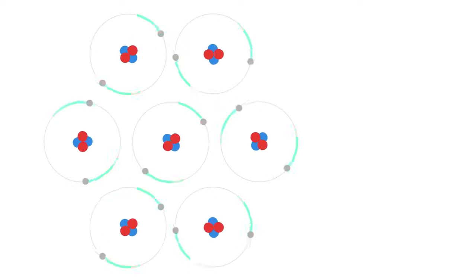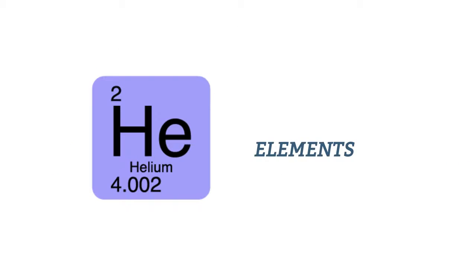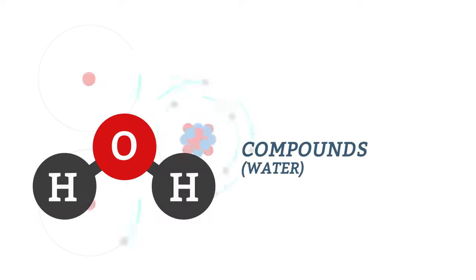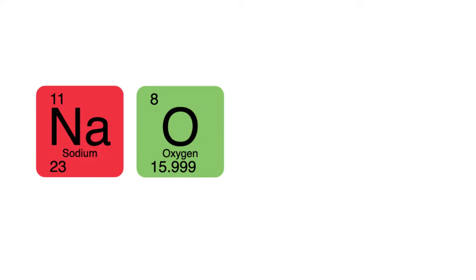bigger uranium. Materials that are made of only atoms of one sort are called elements, and materials that are made of different kinds of atoms bonded together are called compounds. Each element has a different symbol, such as Na, O, and Ar.